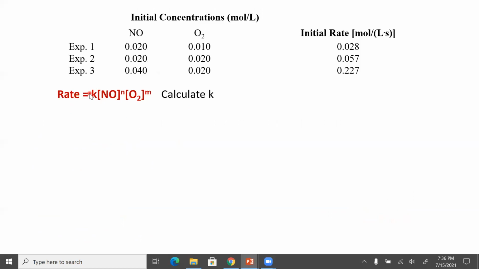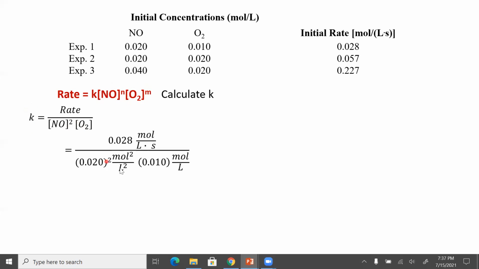So really all we need to do is pick one of these trials, one of these experiments, plug in the numbers from that experiment, and calculate K. Kind of manipulate the equation. We're going to divide by nitrogen monoxide squared and divide by oxygen to the first, and that's going to give us K. And we'll pick a trial. So let's just do the first trial. It doesn't really matter, but let's just do the first trial.